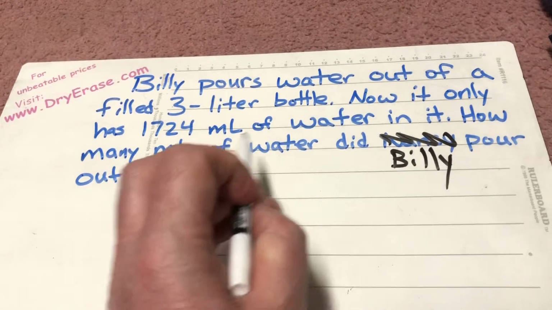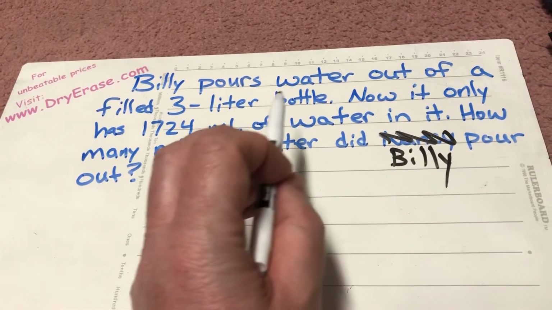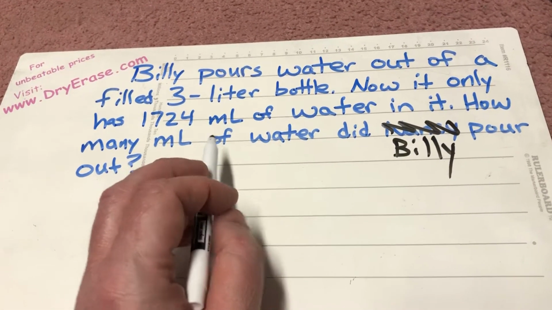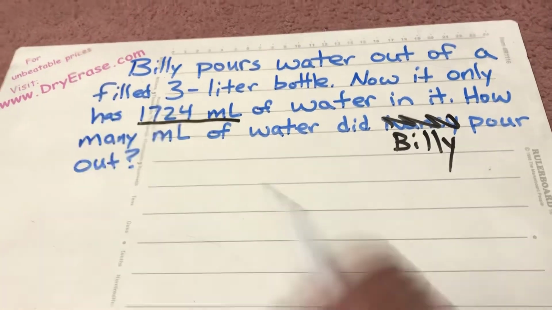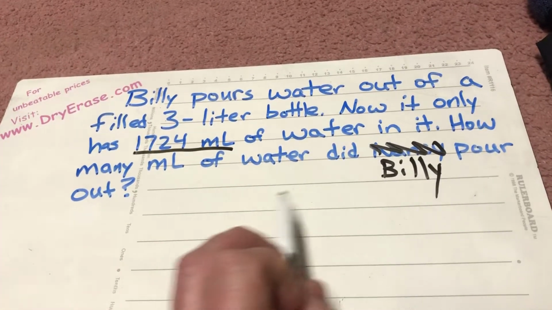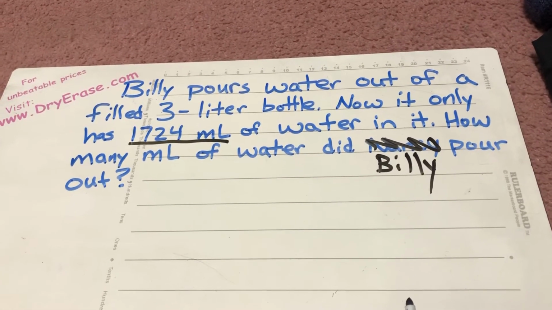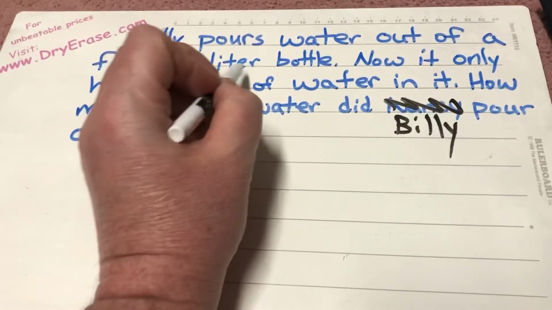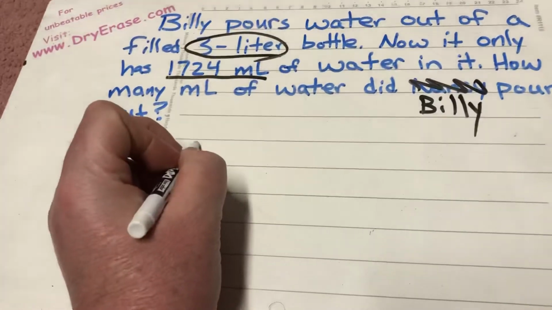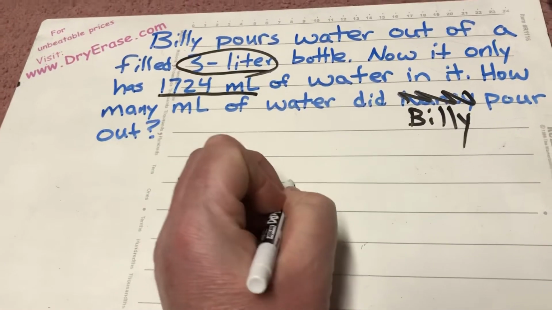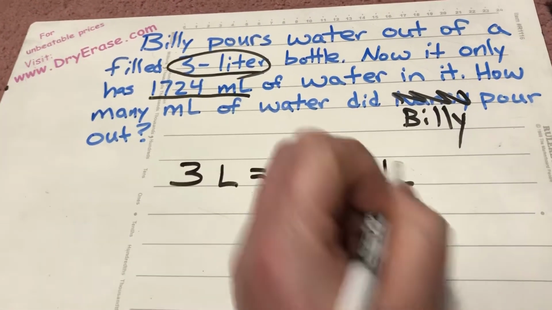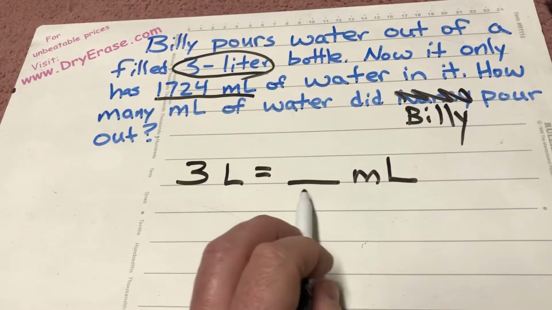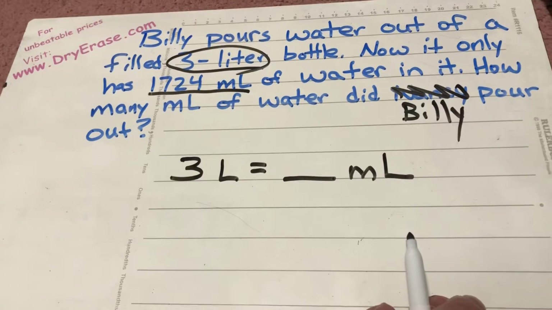Well, first of all, Billy pours water out of a filled 3-liter bottle. Now it only has 1,724 milliliters of water in it. How many milliliters of water did Billy pour out? Well, it sounds to me like the first thing we need to do is deal with this 3 liters and figure out how many milliliters that is. All right, so 3 liters is equivalent to how many milliliters?